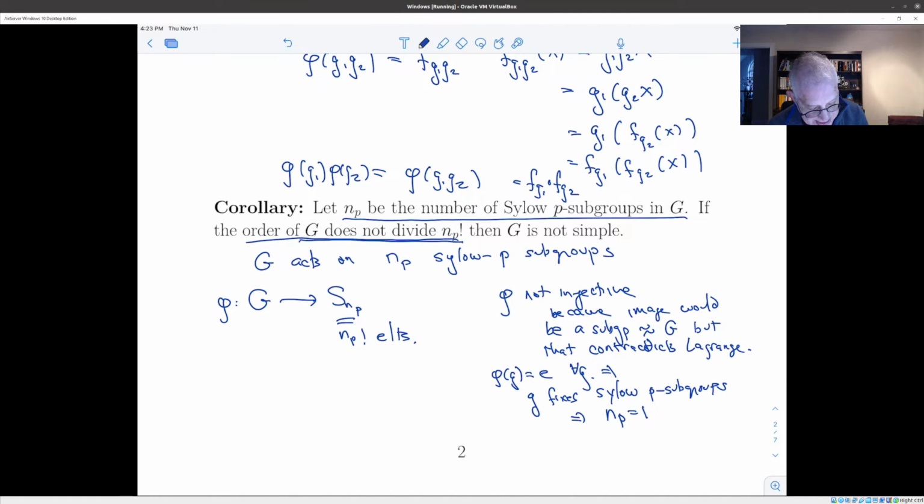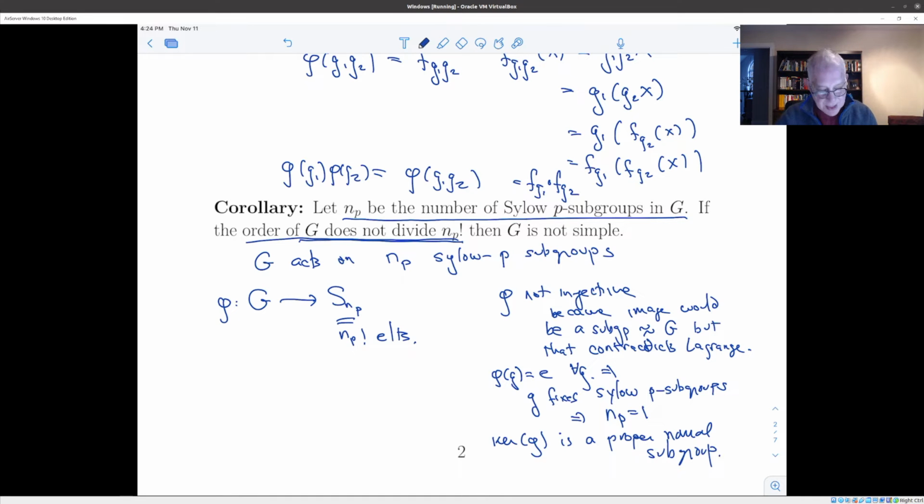And in the middle case, where it's not injective and it's not trivial, then we know that its kernel is a proper normal subgroup. So this gives us a way to tell, because the kernel of a homomorphism is always a normal subgroup. So if the map isn't injective, then the kernel is not the trivial group, and therefore we found a normal subgroup in G. So G is not simple.